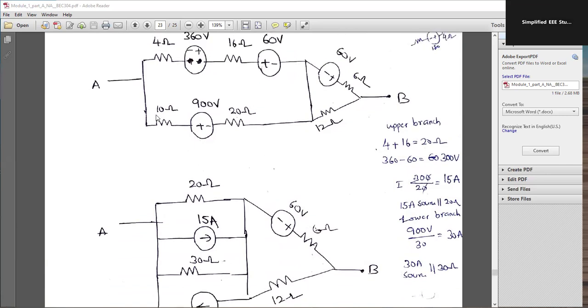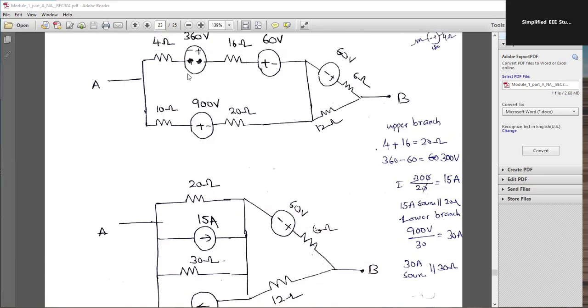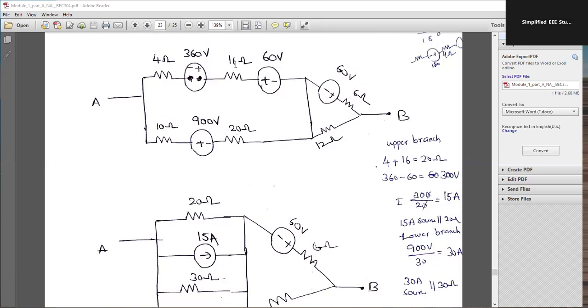By the way, on the bottom side you can see 10 ohm and 20 ohm. What is 10 ohm and 20 ohm? That is 30 ohm, and that is in series with the 900 volt. So in the above branch, I am getting 20 ohm in series with the 300 volt. At the same time, in the bottom branch, I will be getting 30 ohm in series with the 900 volt. Here, voltage to current source transformation you must do.